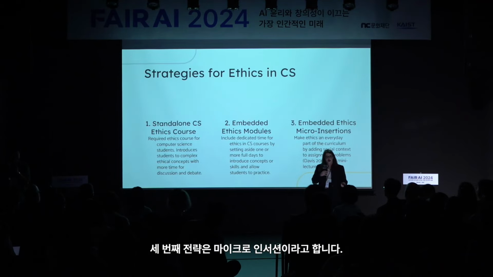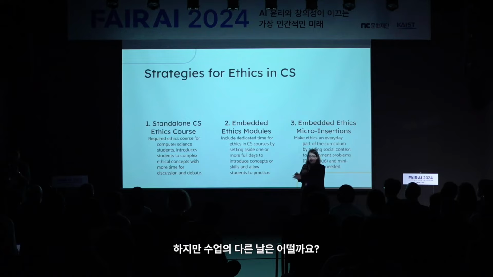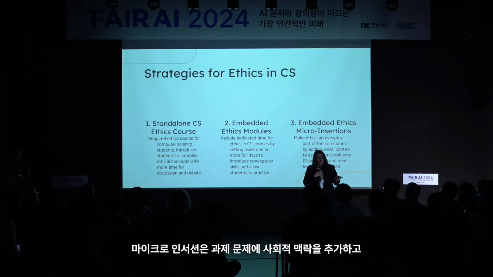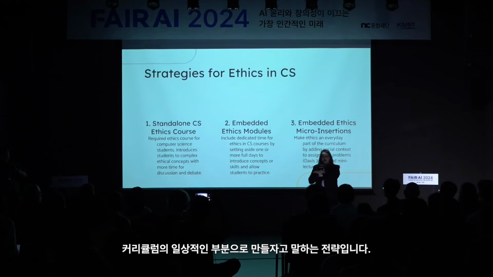Okay, a third strategy is called micro insertions. So for the modules, we need a full day, and that's great. We have to do that. We should do that. But what about the other days of the class? Well, I don't think we should give up on those either. So micro insertions is the strategy of saying, let's make it an everyday part of the curriculum by adding social context to assignment problems and adding mini lectures as needed to explain what's on those assignments.